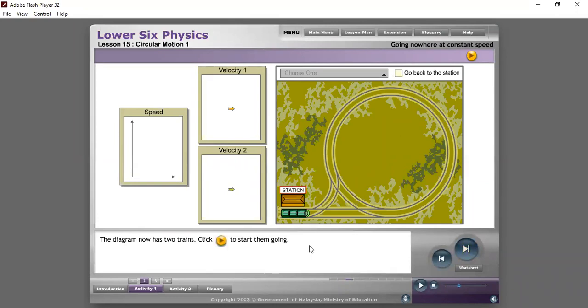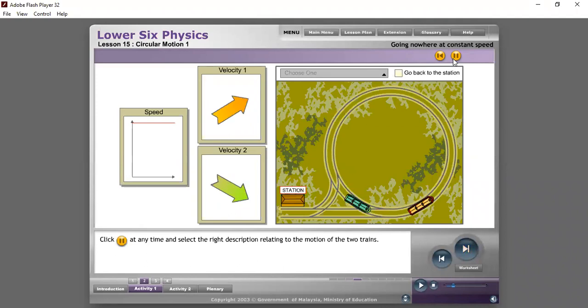The diagram now has two trains. Click the play button to start them going. Both of them move with the same speed, but you see that the magnitude, the size of the arrow, is equal, while the directions are different. Click the pause button at any time and select the right description relating to the motion of the two trains. So how do we choose?